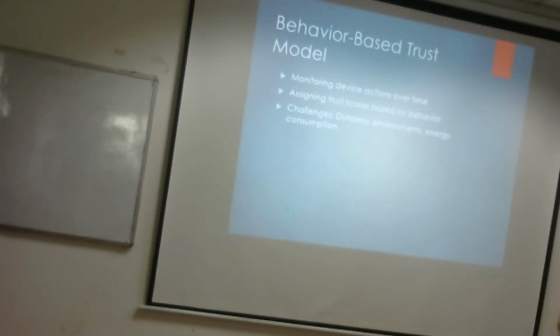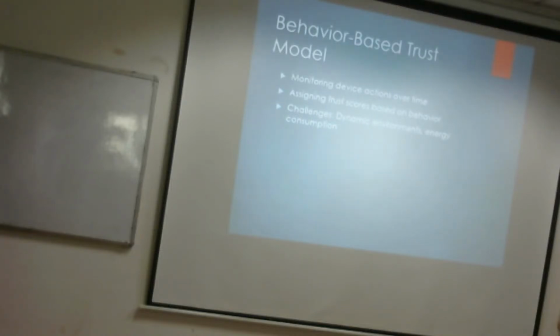In the second, behavior-based trust model, we have to monitor the devices over time according to their actions, what actions they are performing in the network while communicating with the network entities. And according to that, scores are assigned to each node as per their behavior. And in this also we have different challenges, like, because of the dynamic environment of the IoT network, energy consumption is also one of the factors. So these are the different challenges. At the same time, these two models are used for trust assessment.